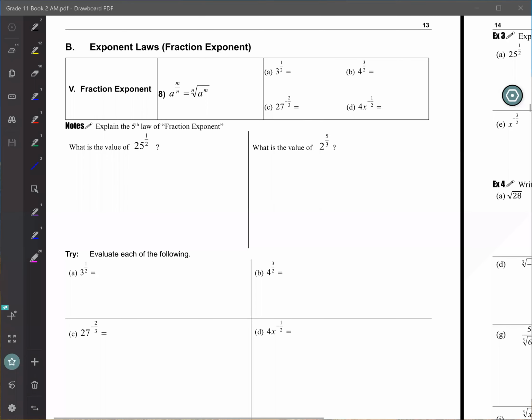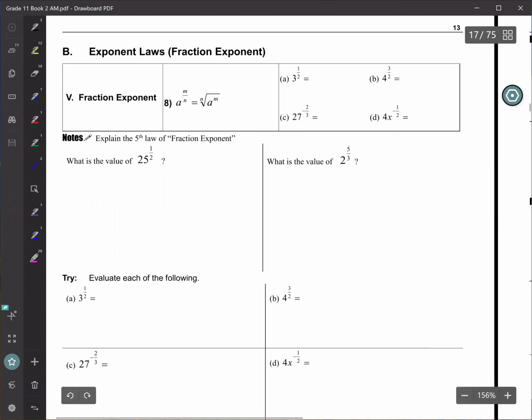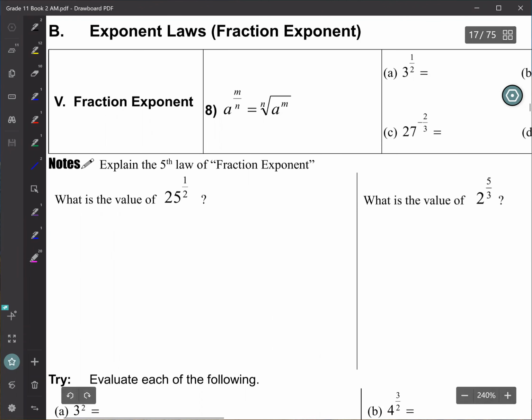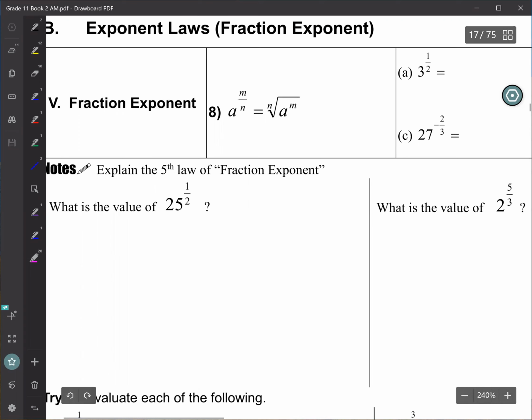Right, so our next new law is called the fraction exponent. That's the fifth group. If you look at the rule, a to the m over n, the exponent in the denominator will go to the outside of the radical. So when you have a fraction exponent, it actually becomes a square root or cube root, depending on what kind of number is on the outside.